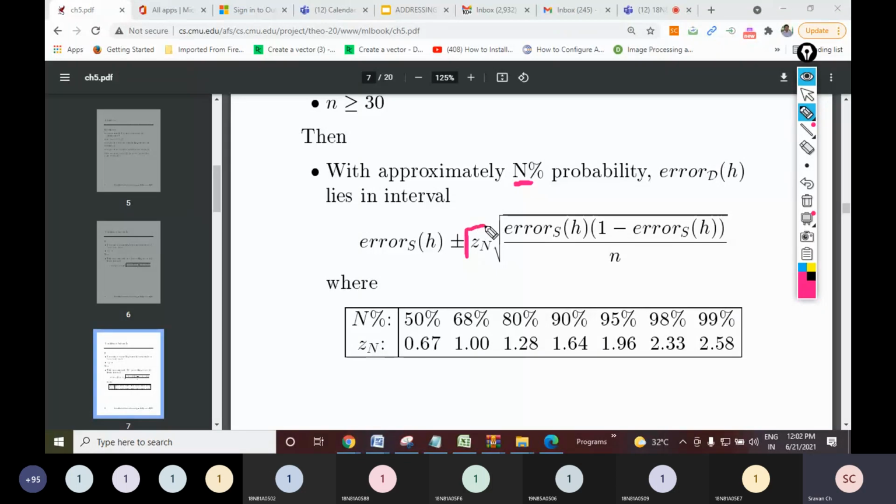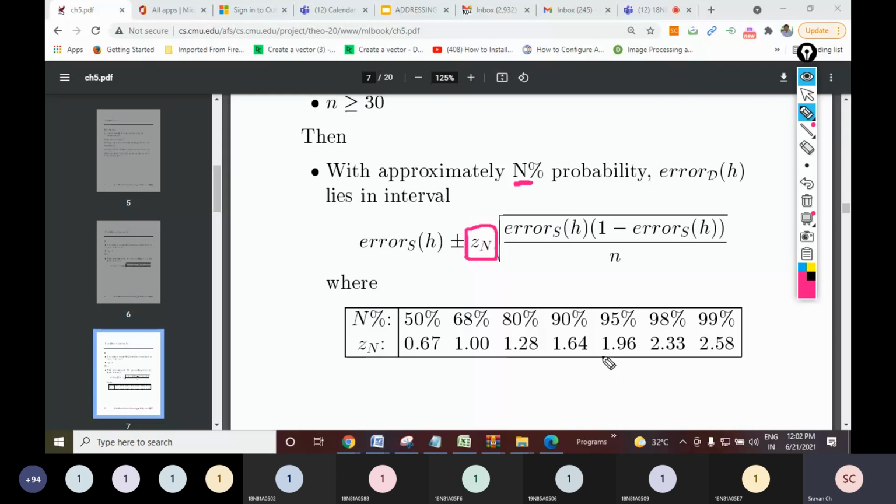This is Zn and its respective values are given in this table. So friends, the true error represents the probability of misclassification on the overall data set, which is very important for everyone to know. Suppose I have 10,000 records, on these 10,000 records, what will be the percentage of true error? What will be the percentage of misclassification?